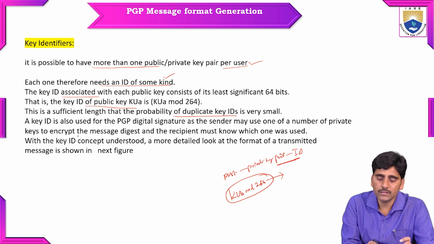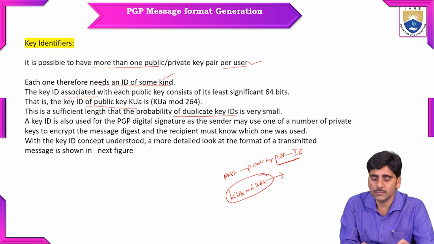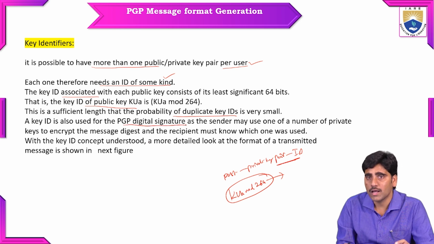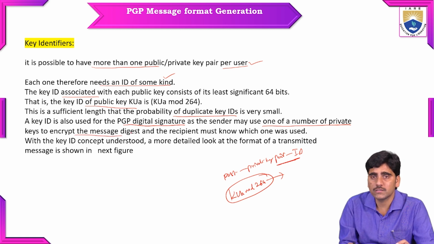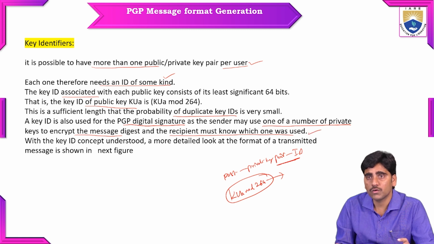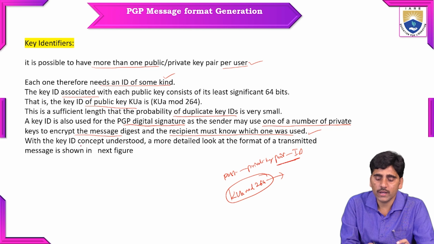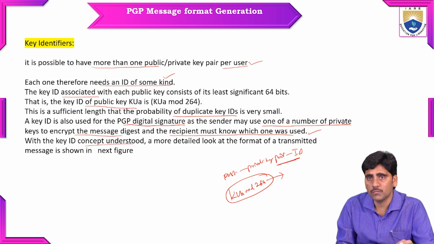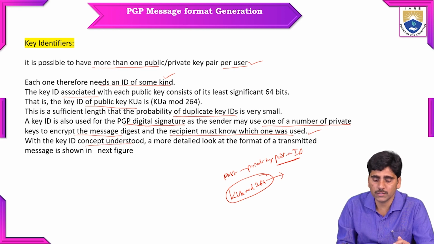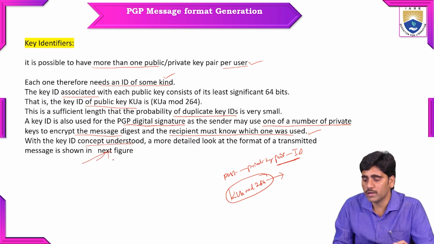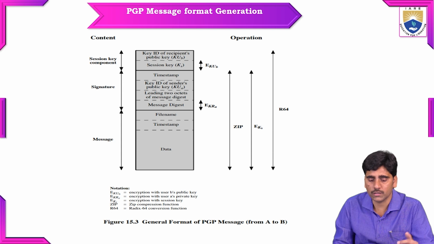A key ID is also used for the PGP digital signature, as the sender may use one of a number of private keys to encrypt the message digest, and the recipient must know which one was used. So with the key ID concepts, we take a more detailed look at the format of the transmitted message, as shown in the next figure.